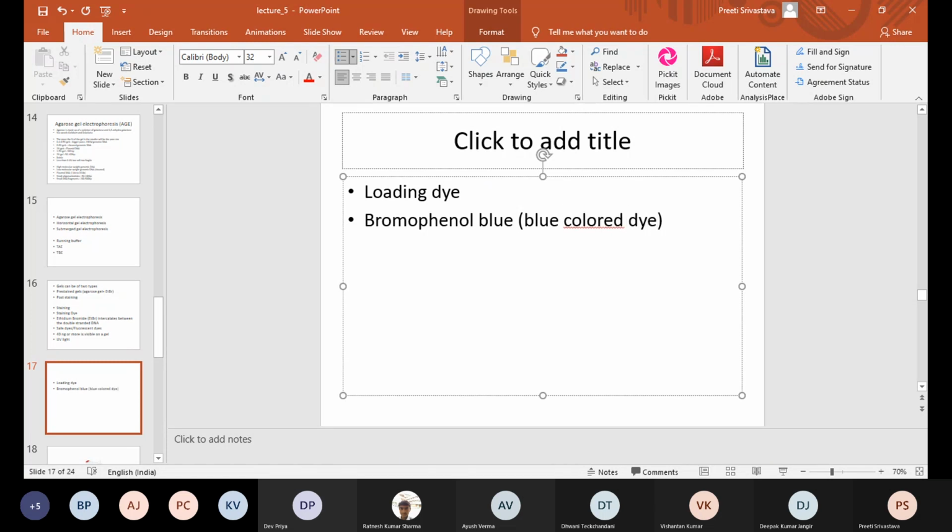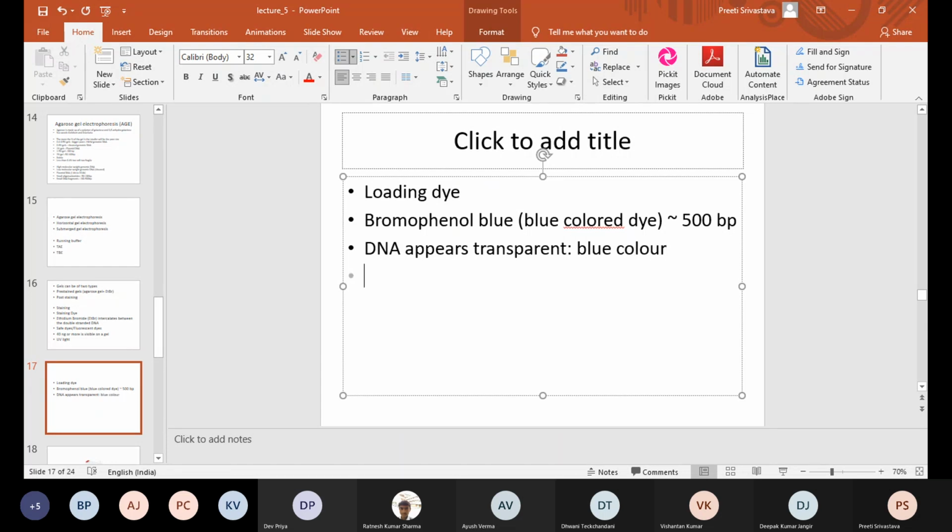What happens is that this bromophenol blue has a molecular weight in such a range that it runs at a size of approximately 500 base pairs. So what will happen is that when this loading dye, bromophenol blue, reaches the end, you can stop the run, and this blue colored dye is visible to naked eyes. Now the question is, the DNA appears transparent, but when we mix it with bromophenol blue, it will give a blue color, correct?